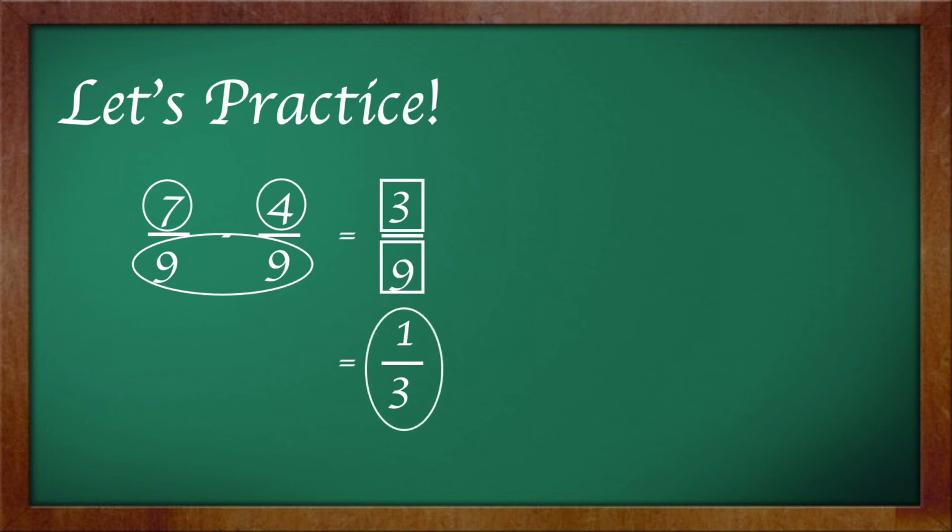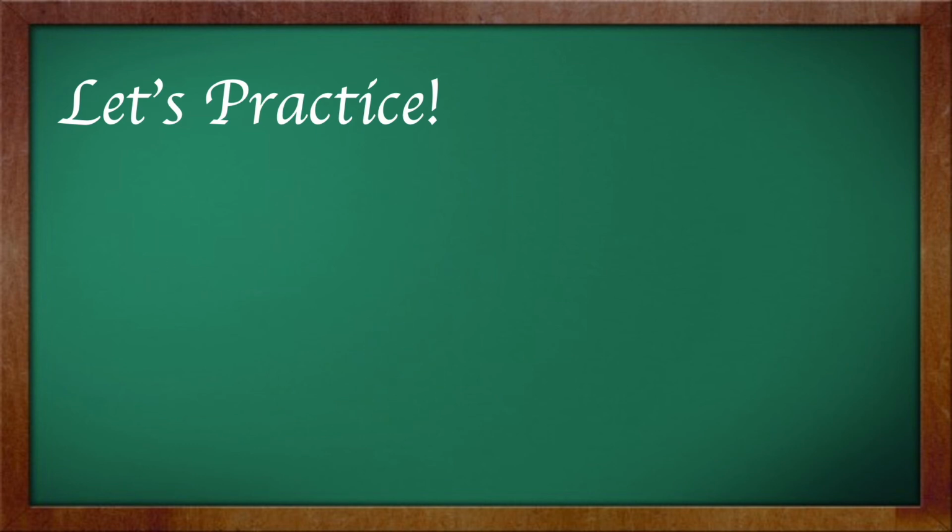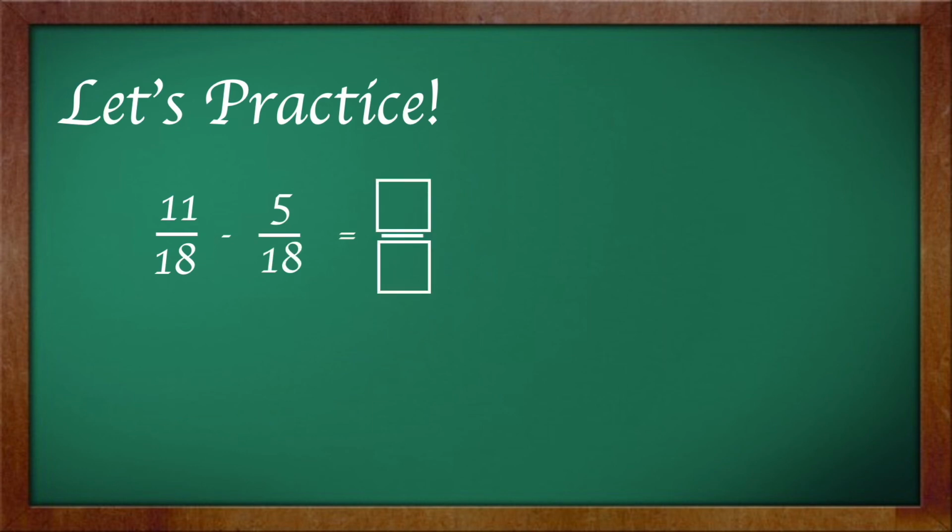Let's try another one. 11/18 minus 5/18. Try it again. Let's now answer it all together. Subtract the numerator, 11 minus 5 is 6. Copy the common denominator, 18. Then simplify it. The final answer is 1/3.